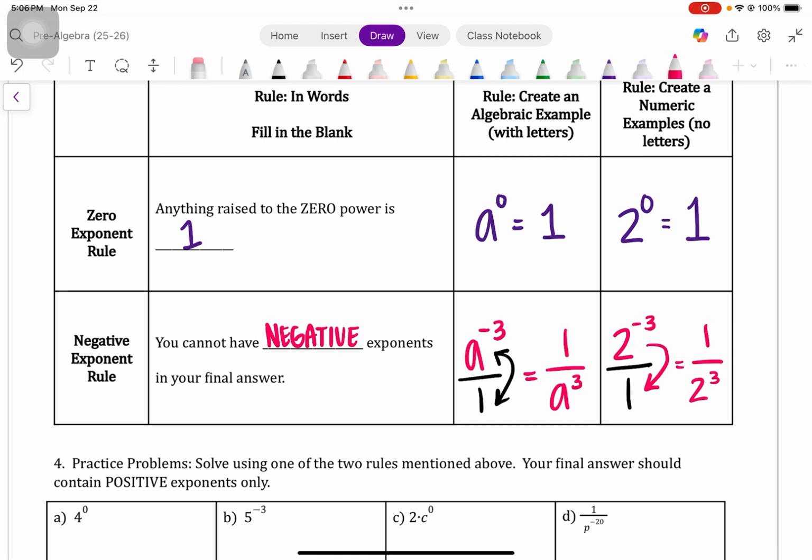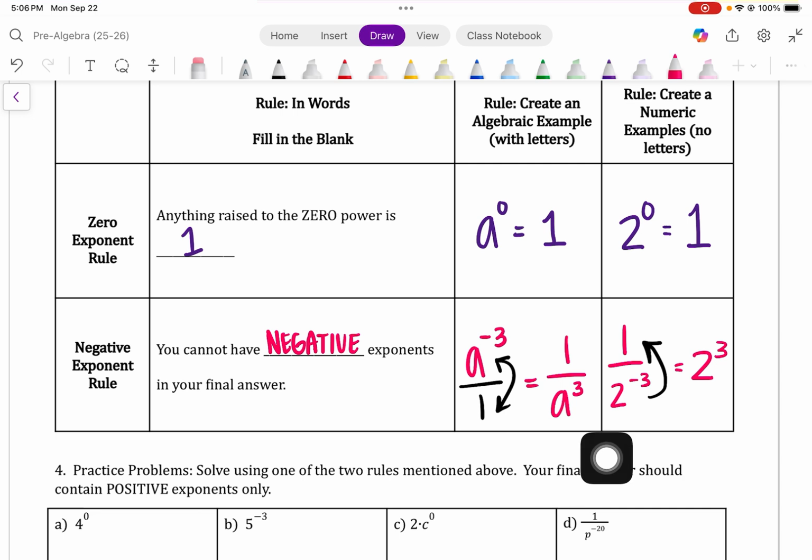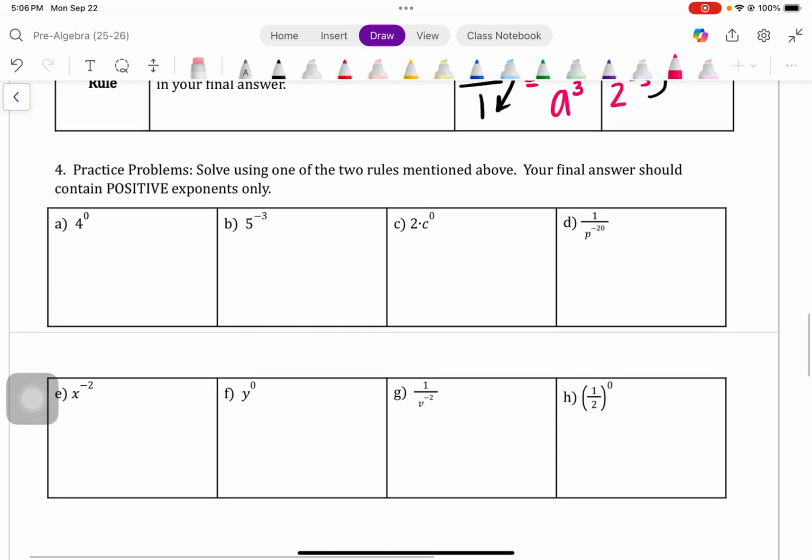Okay, and don't forget you can go the opposite way. So maybe in my number 1, I would have put 1 over 2 to the negative 3. And we could have flipped that to the numerator so that it's only 2 to the 3. So you can do it either way. Have it in the top and take it to the bottom, or have it in the bottom and take it to the top. Either way, you cannot have negative exponents in your final answer. So let's jump down. Let's put this into action.